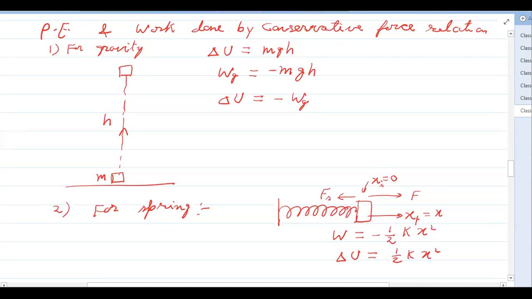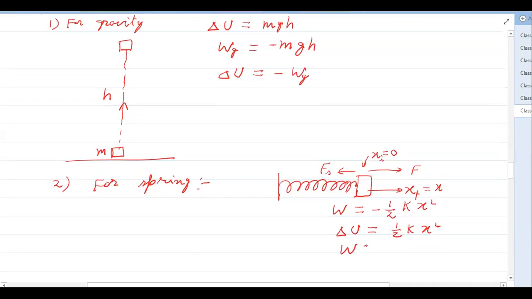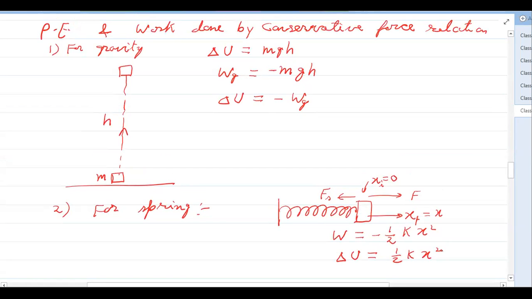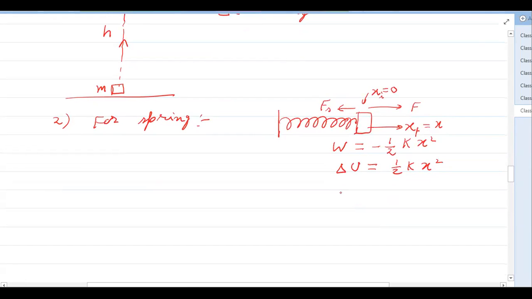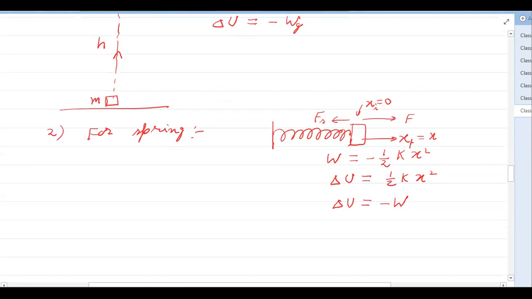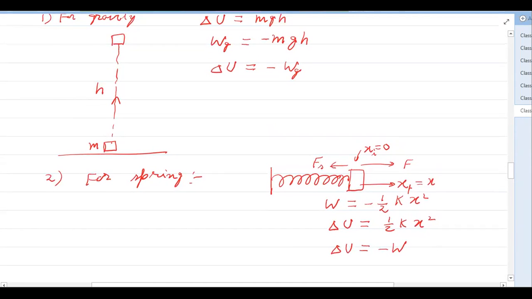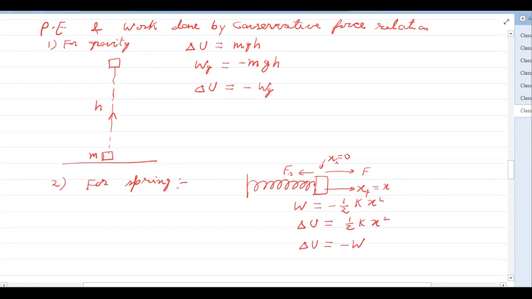So again these two are becoming like this, meaning W equal to minus delta U, or minus delta U equal to W. So delta U equal to minus W. Okay, so what we can see is that there is a relation between the work done by conservative forces and the change in potential energy due to these conservative forces.